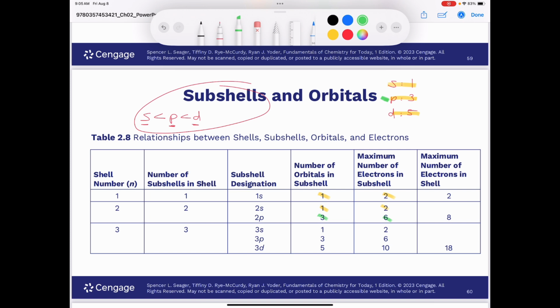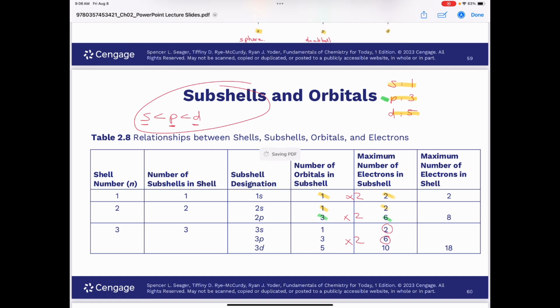So you can see that when we get to n is equal to 3, we have the 3s, the 3p, and the 3d. So we have 1, 3, and 5 orbitals in our subshells, respectively. So each one can hold 2. So really all you're doing is just multiplying by 2, multiplying by 2, multiplying by 2. So we have 2, 6, and 10 electrons, respectively, for our 3s, 3p, and 3d subshells.